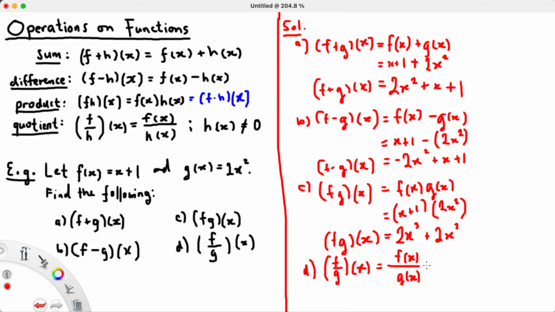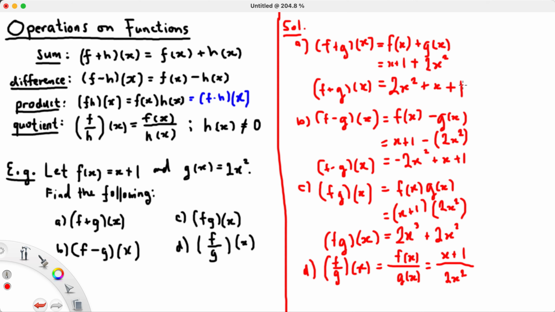So this will be equal, due to the lack of space, I'll just do this in a linear way. So f of x is x plus 1. G of x is going to be 2x squared. We cannot simplify this anymore. I think we will be contented to write it in this manner. And yeah, that's it for this video for now.